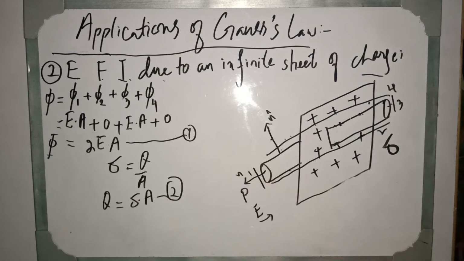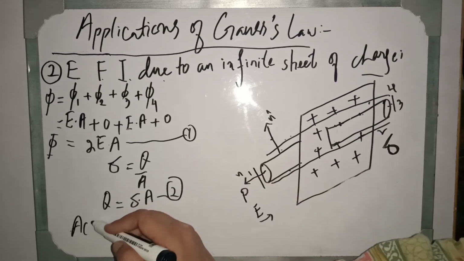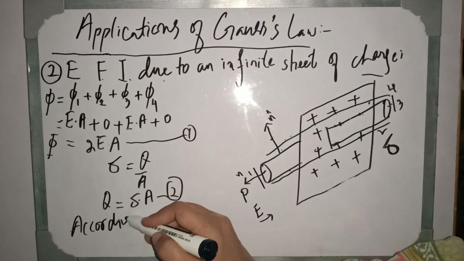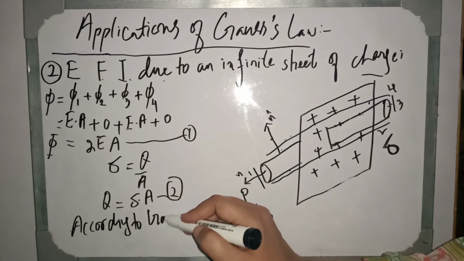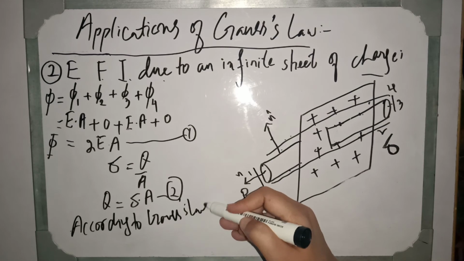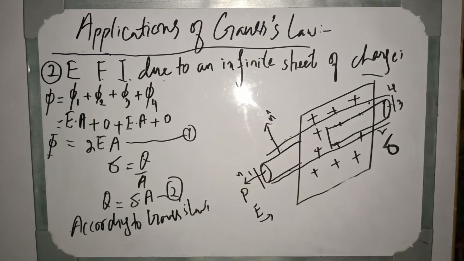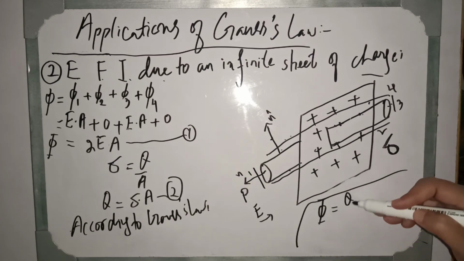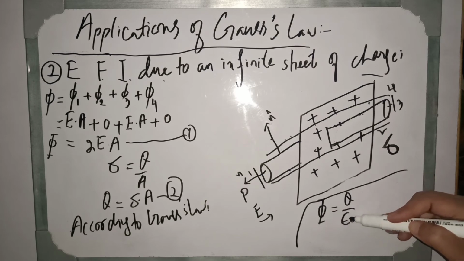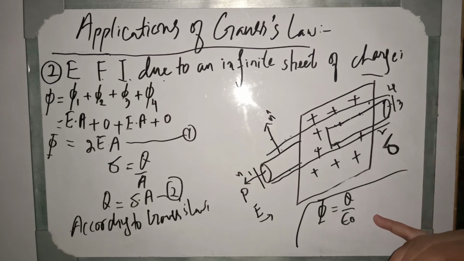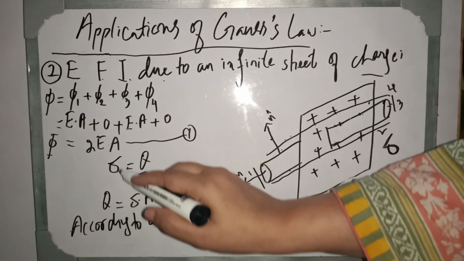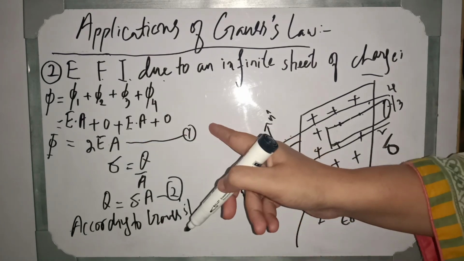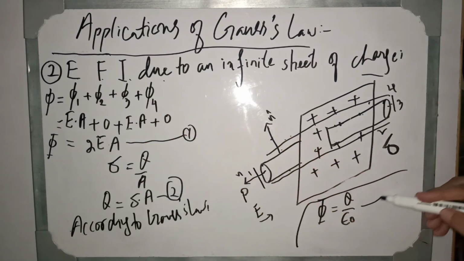Now according to Gauss's law, I will use Gauss's law here. I will write down the equation of Gauss's law: phi is equal to Q divided by epsilon naught. As phi is equal to Q over epsilon naught, I will put the values of Q and the value of phi from equation number 1 and equation number 2 in this equation number 3.